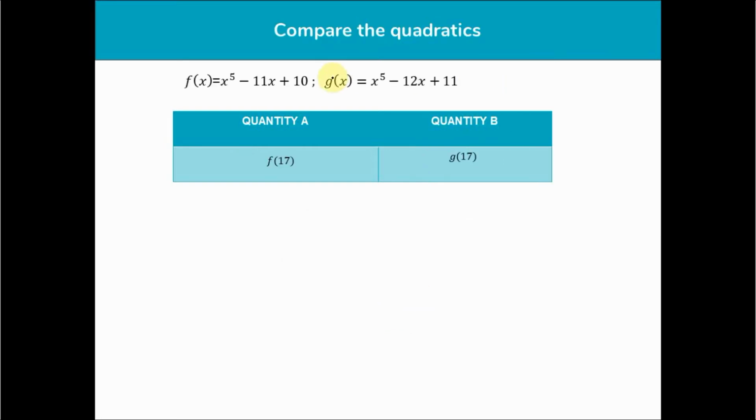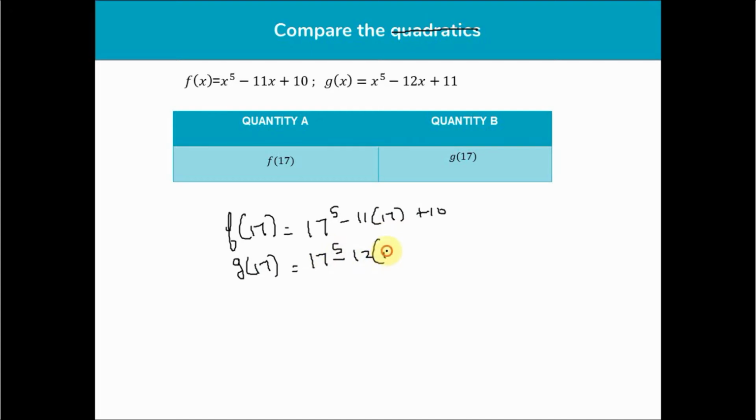Now, comparing quadratics. Sorry, not a quadratic. This is not a quadratic, this is a polynomial. Comparing some polynomials. Okay, now I have a higher degree polynomial. F of x is equal to x power 5 minus 11x plus 10. G of x is equal to x power 5 minus 12x plus 11. F of 17 and G of 17. Very intriguing, right? Immediately you think, oh my god, I need to calculate 17 power 5 minus 11 times 17 plus 10, and G of 17 is equal to 17 power 5 minus 12 times 17 plus 11.